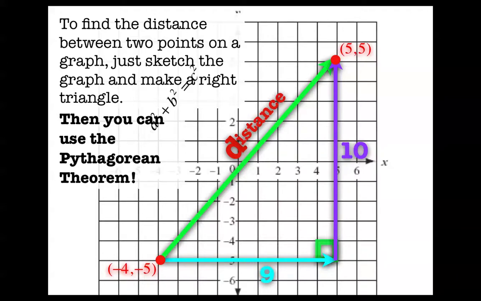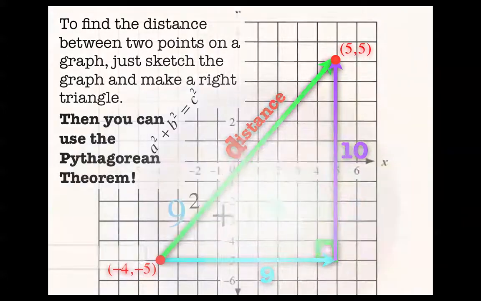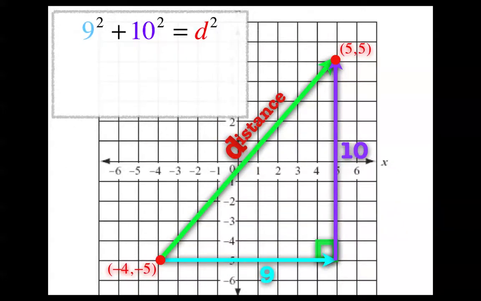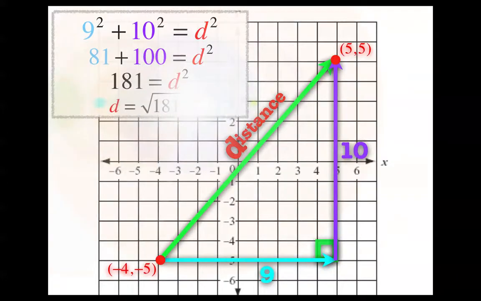Basically what I'm saying is we're going to use the Pythagorean theorem here. So I'd say 9 squared plus 10 squared equals d squared. Hopefully you can see where I got all that. Then we just have to finish it off. What's 9 squared? 81. What's 10 squared? 100. You add those together, you get 181, and you've got to unsquare that to get d. So we're going to do the square root of 181.